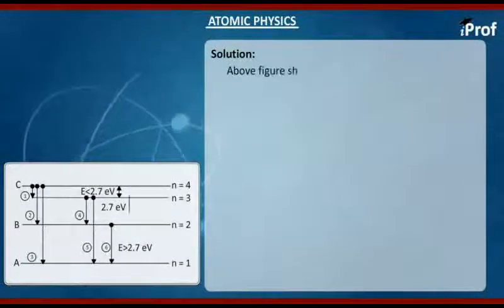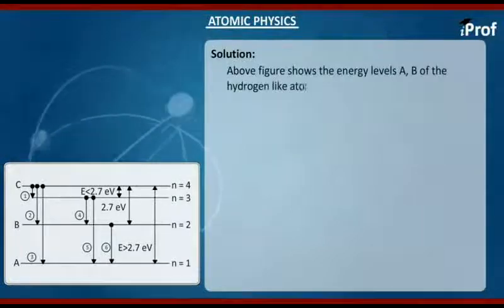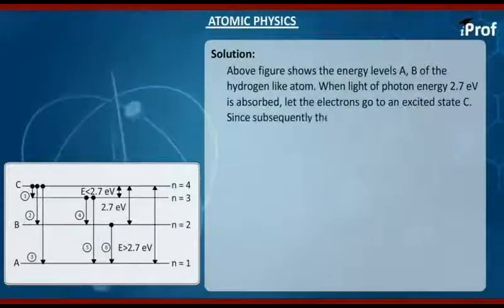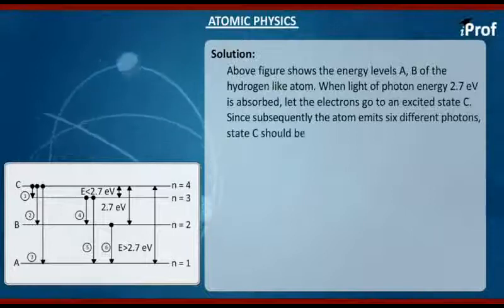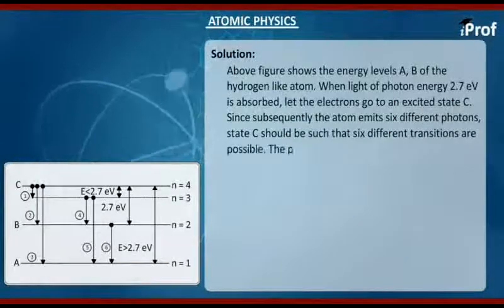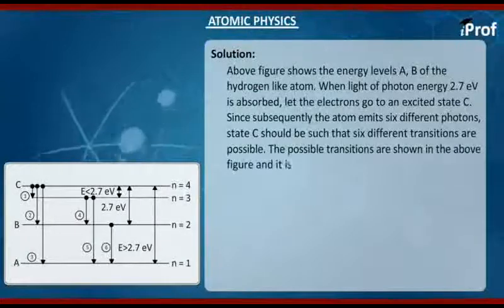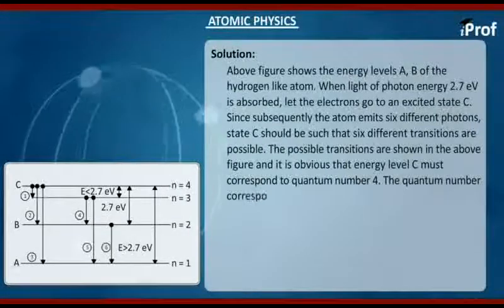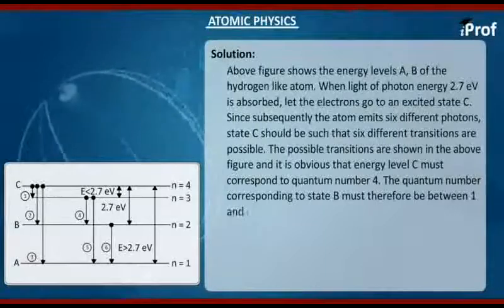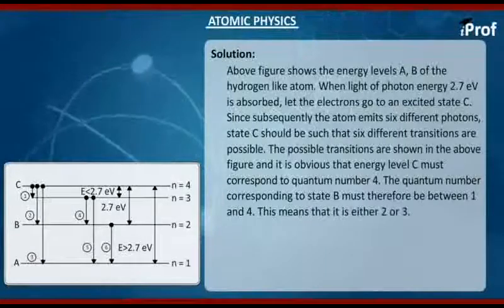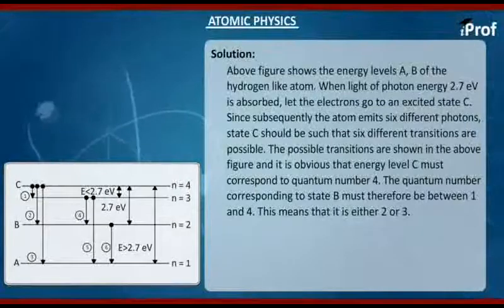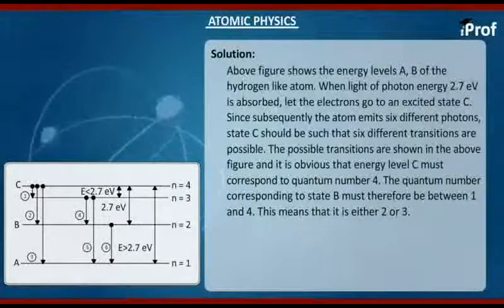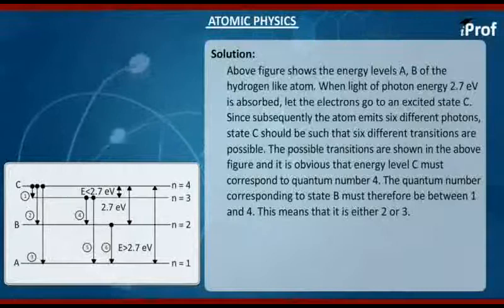Now let's concentrate on the figure which shows the energy levels A and B of the hydrogen-like atom. Now when light of photon energy 2.7 electron volt is absorbed, let the electron go to an excited state C. Since subsequently the atom emits 6 different photons, the state C should be such that 6 different transitions are possible. Now the possible transitions are shown in the figure, and it is obvious that energy level C must correspond to a quantum number 4.